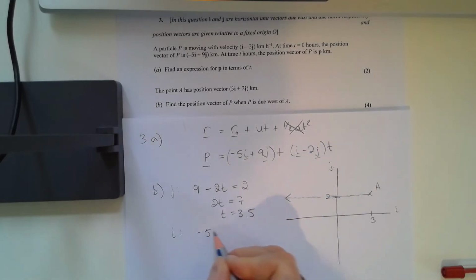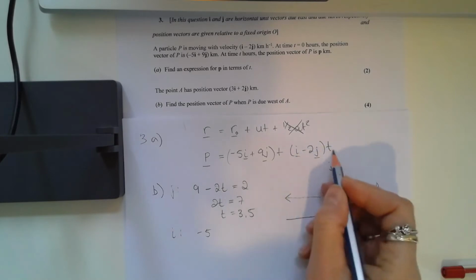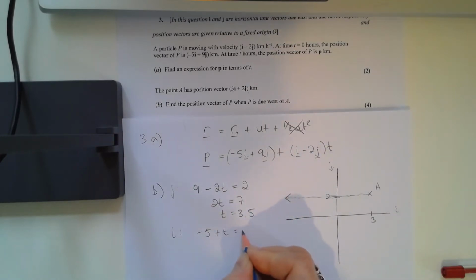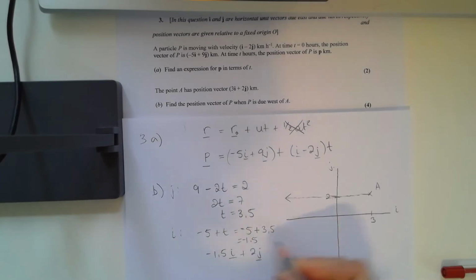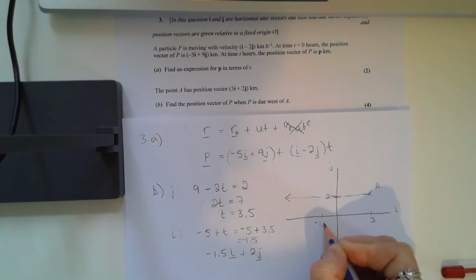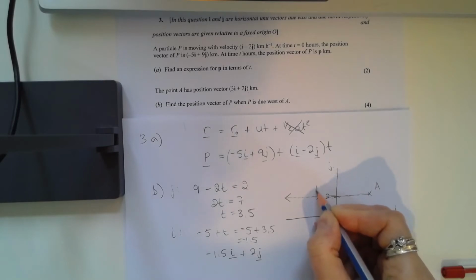So minus 5i plus ti is equal to minus 5 plus t, and t is 3.5. So that's equal to minus 1.5. So our vector for the position vector for P is minus 1.5i plus 2j. So minus 1.5i plus 2j, it's going to be up there.